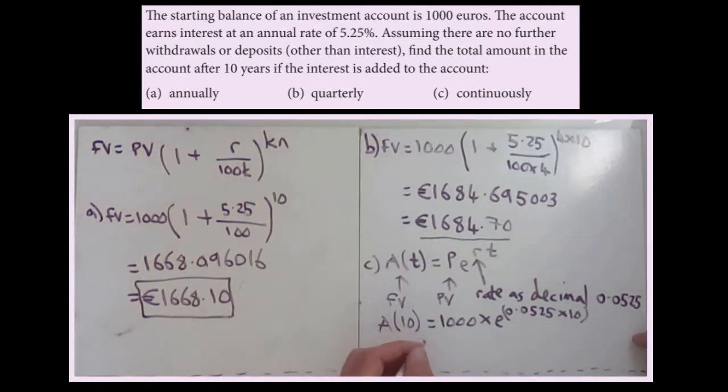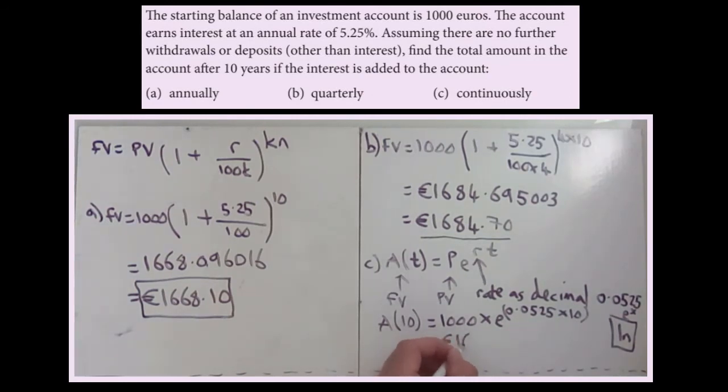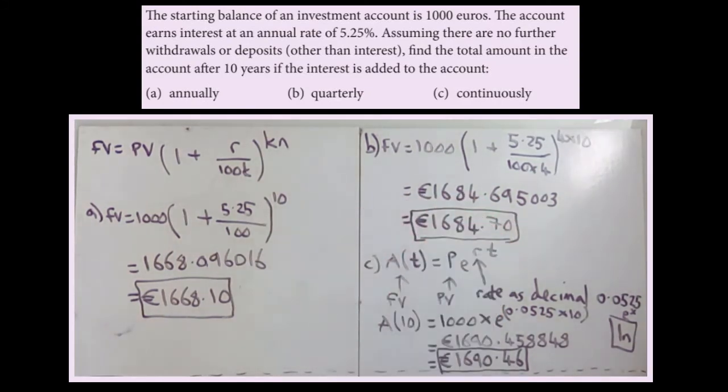If you're wondering where the e function is, I'll make sure it's included in a picture somewhere, but usually you can see a little button with ln, natural log, and it's usually just above that, e to the x like that. You have to press shift to get to it, but it does depend on the calculator you're using. So this comes out at, in euros, 1690.458848. So again, 2 decimal places for money, 1690.46.